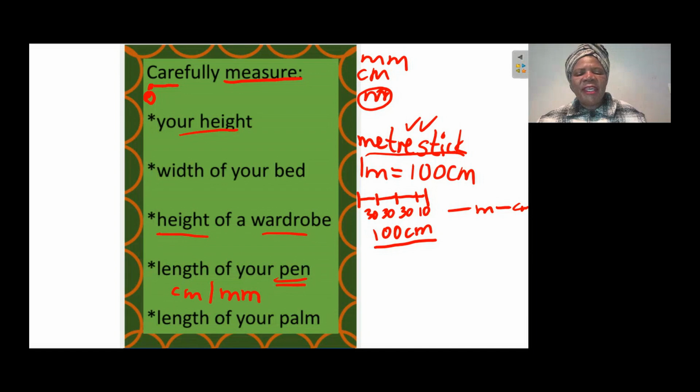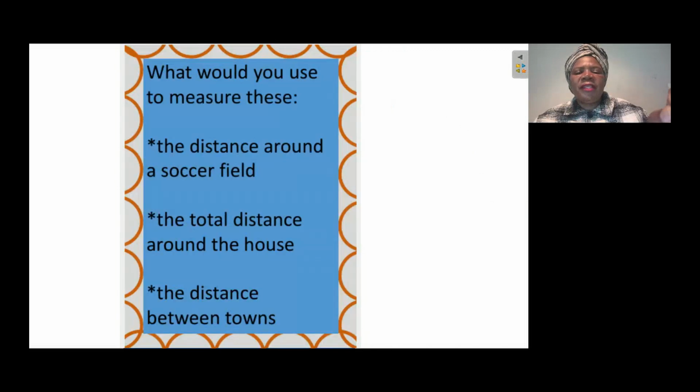Then you see where it ends. You put a mark there and you read the millimeters. Even if you are measuring in centimeters, you read the last number showing the centimeters of that which you are measuring. Then the length of your palm. Right? You can do that.